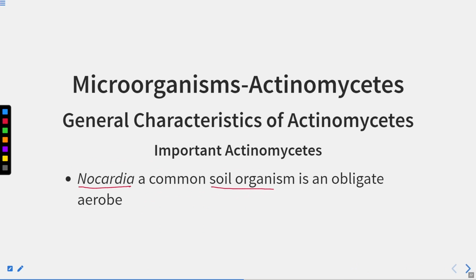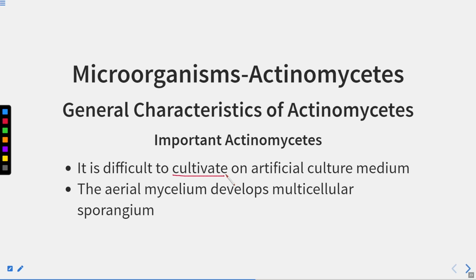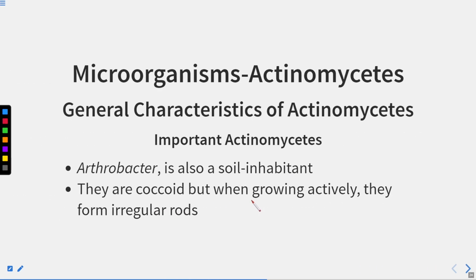Nocardia, a common soil organism, is an obligate aerobe. It is difficult to cultivate on artificial culture medium. The aerial mycelium develops multicellular sporangia. So it is very difficult to cultivate these microbes on artificial culture medium, and the aerial mycelium, the one that is present at the surface, forms the vegetative structure. Sometimes the aerial mycelium develops multicellular sporangia that bear spores.